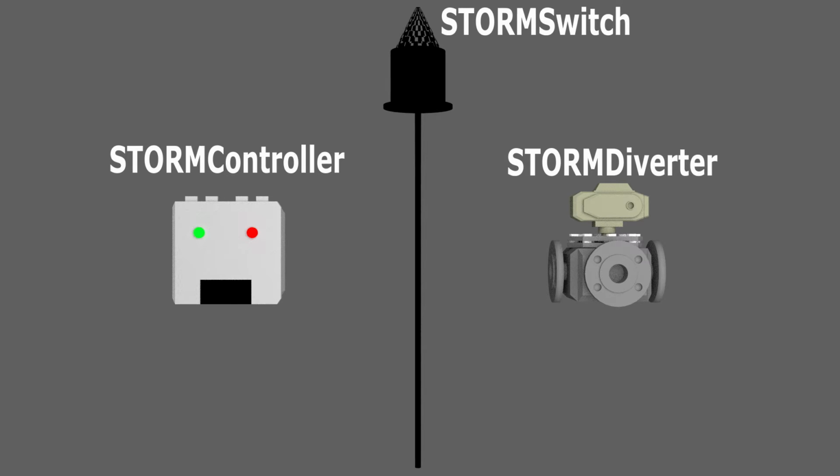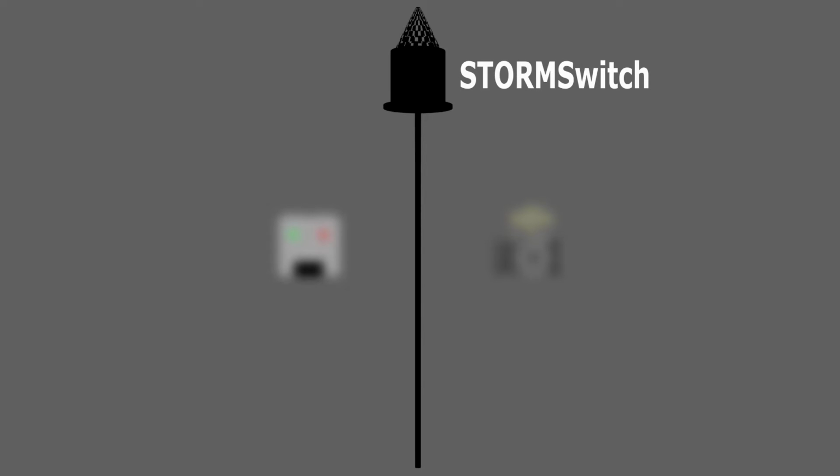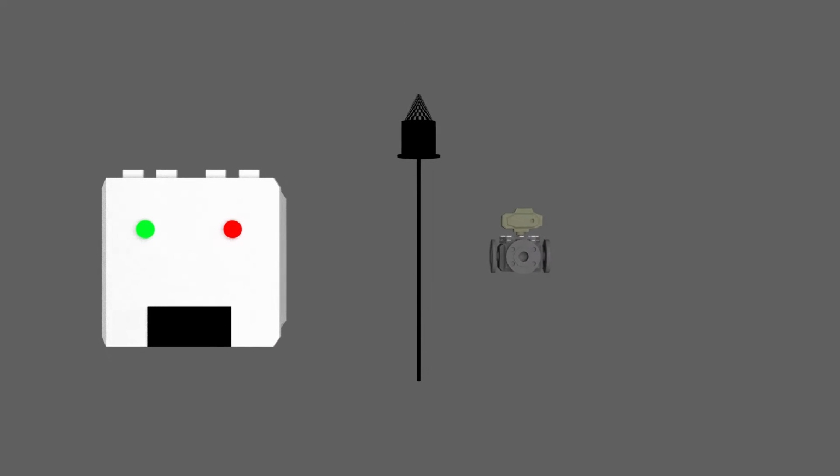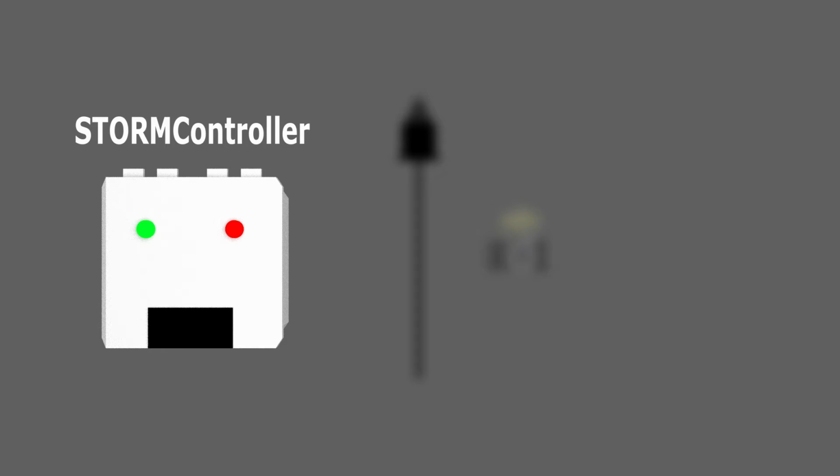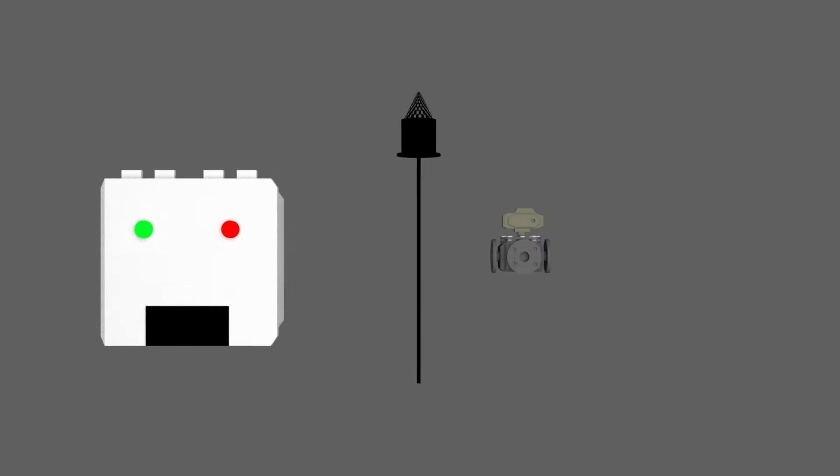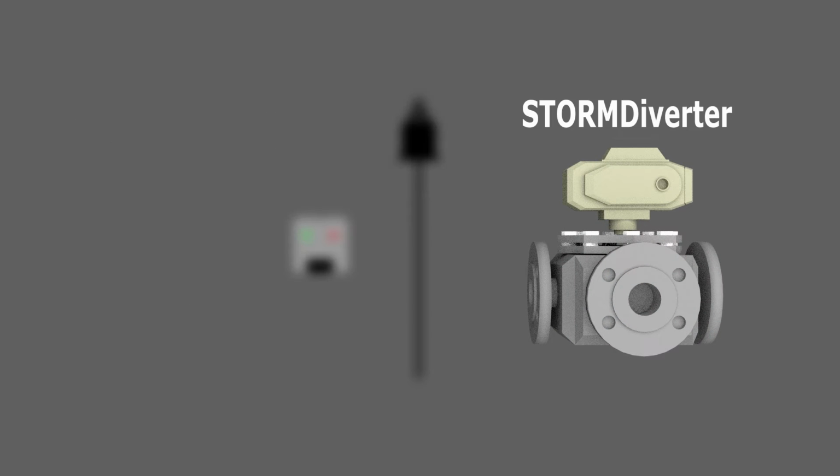The storm switch monitors the environment for when an event has occurred. The storm controller is the brain that keeps the other components on task and shows the system status. The storm diverter stops clean stormwater from entering the sanitary or process by closing the ball valve and the pump turns off.